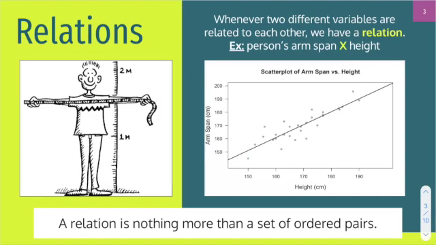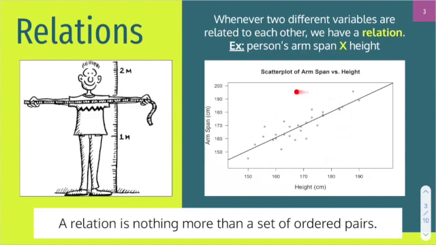And you can see that although it's not necessarily linear, it's not completely perfectly related to each other. You can have someone a little bit taller with a shorter arm span or vice versa. In general, what we see is that there's a line of tendency, where the taller the person is, the bigger the arm span of the person. So these two variables, they are related to each other. And the exact definition of a relation is nothing more than a set of ordered pairs.